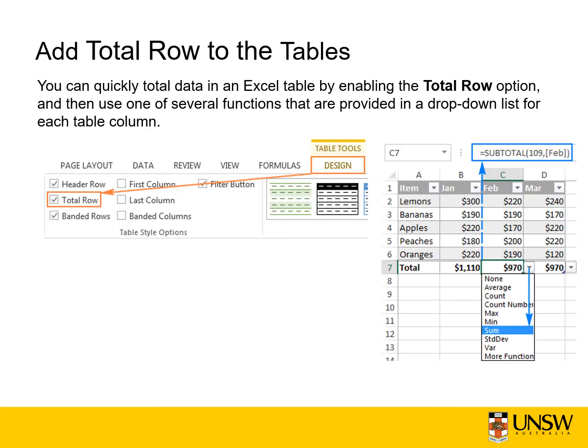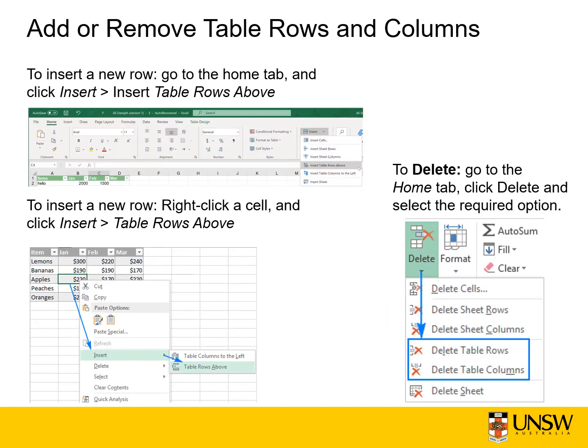One of the table features is the total row. This feature can quickly total the data in your table using one of the several functions that are provided in a drop-down list for each table column. To add a total row to your table, click any cell within the table, go to the Design tab and select the Total Row box. The total row will be displayed at the end of the table, and you just need to use the drop-down menu and select the desired function for each column.